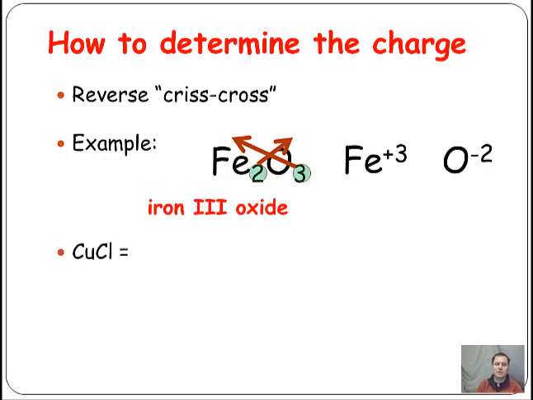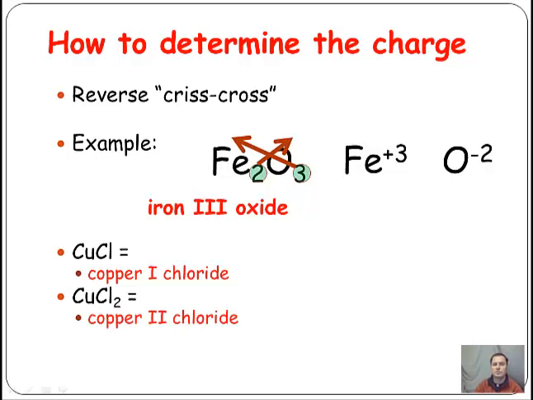Try this one here, copper chloride. Pause the video, try this one on your own. Alright, we know there's no subscripts down here, so when we crisscross them, must be 1 and 1, right? Well, we know chlorine is a -1, so it's normal, so it's copper 1 chloride. Okay, here's the other version where we have a 2, right? The 2 had to come up from here, so in this case, it's copper 2 chloride.